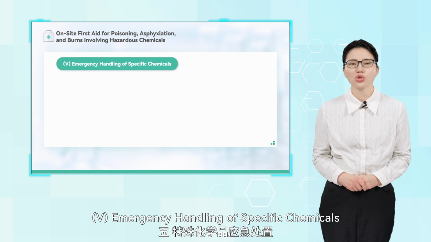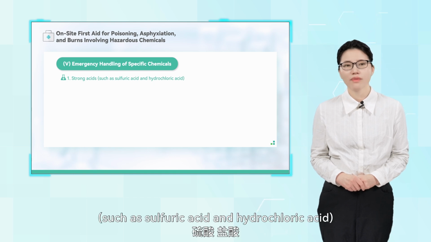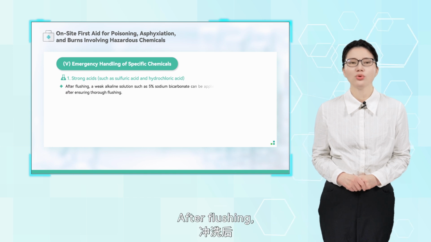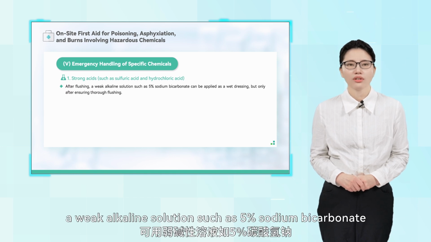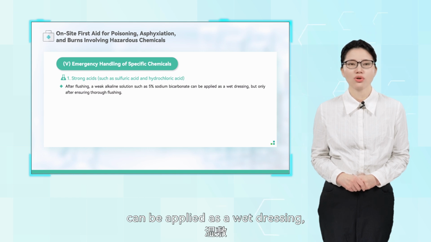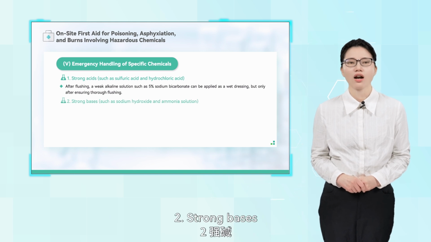5. Emergency handling of specific chemicals. 1. Strong acids such as sulfuric acid and hydrochloric acid. After flushing, a weak alkaline solution such as 5% sodium bicarbonate can be applied as a wet dressing, but only after ensuring thorough flushing.